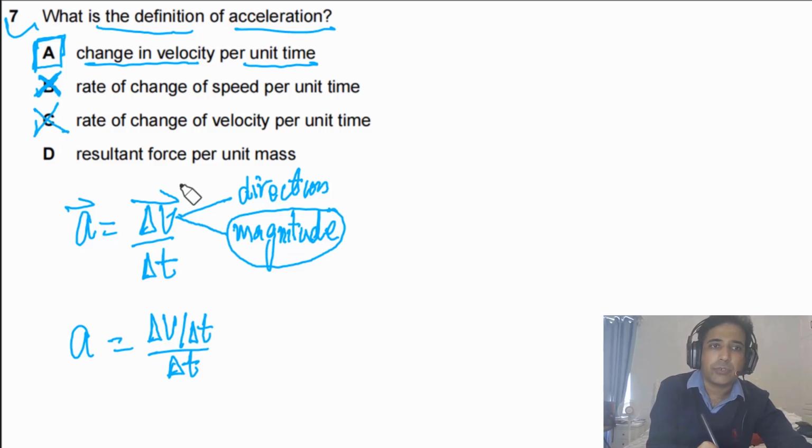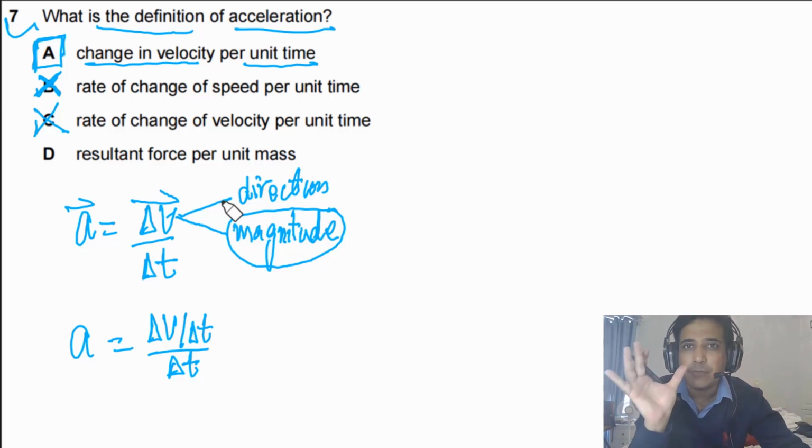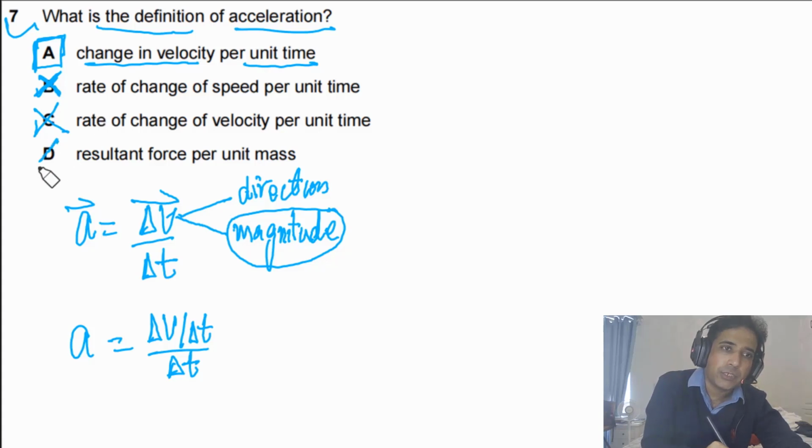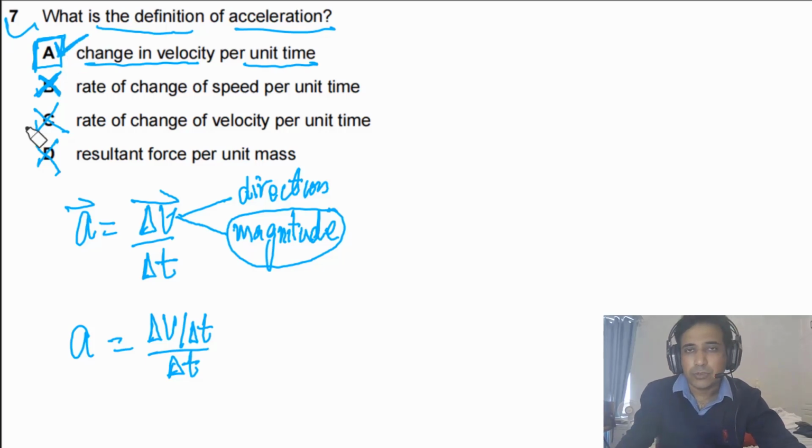not acceleration. Resultant force per unit mass. So acceleration is not defined as resultant force per unit mass. So this option is also incorrect. So the best answer for this question is A. So this is the best possible answer.